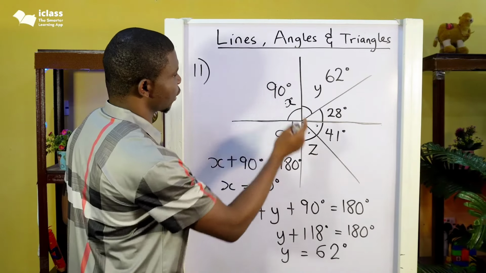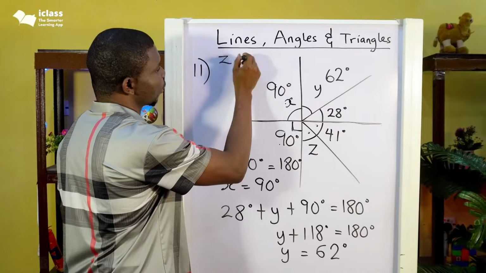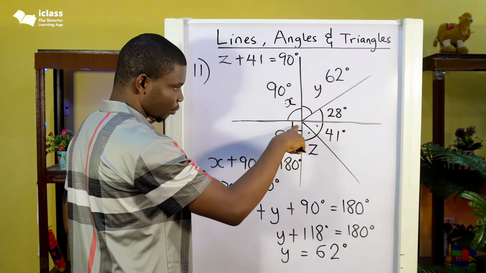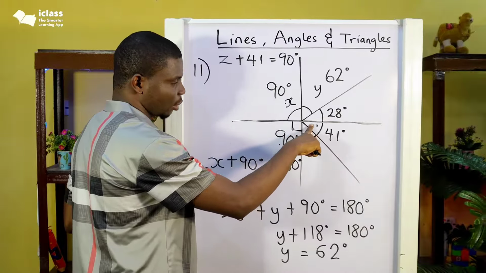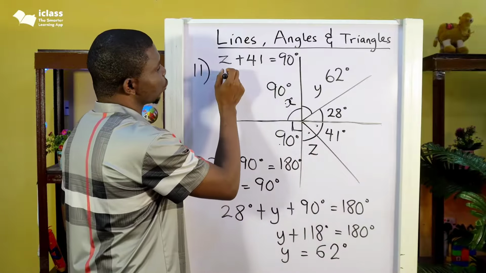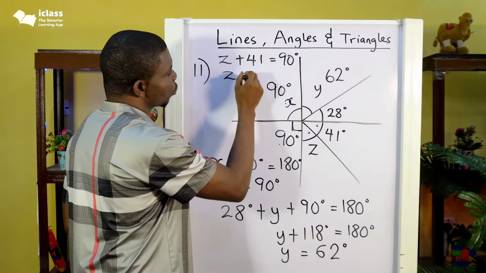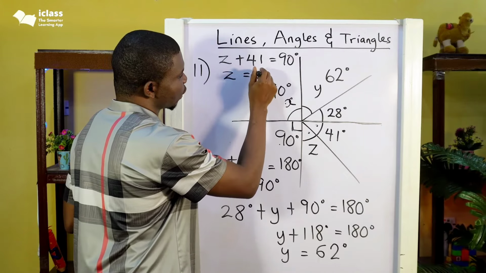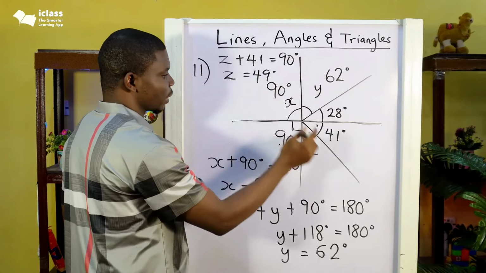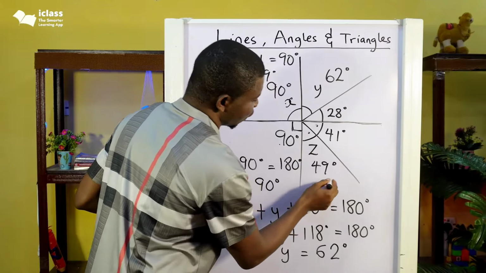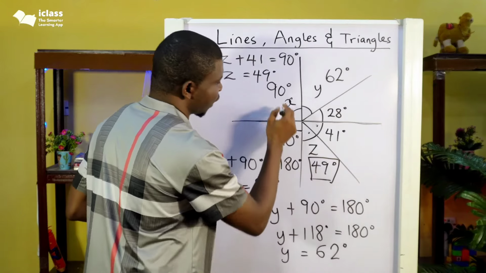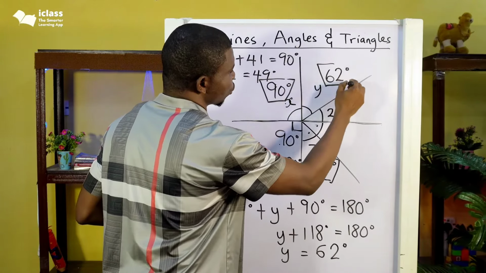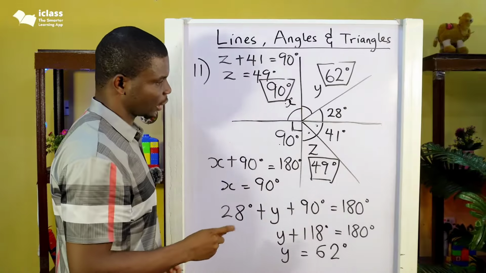So let's do that here. Z plus 41 degrees equals 90 degrees because 90 plus 90 sum up to 180. So z will be equal to 90 minus 41, which is 49 degrees. So our z is 49 degrees. So we now know all the lettered angles. X is 90, y is 62, and z is 49 degrees.